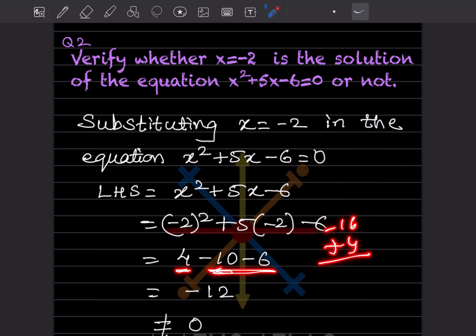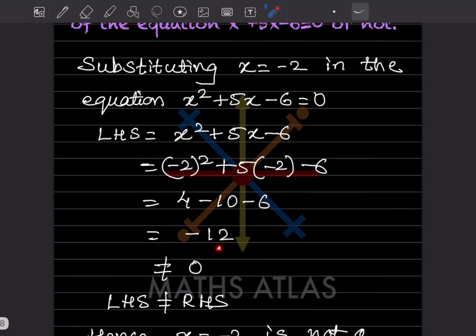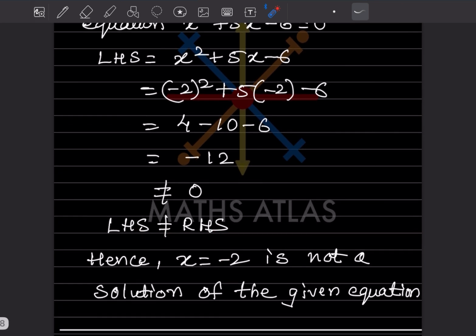So what do we get here? Whenever there is plus and minus, you subtract and then write the bigger number's sign, so that should be minus 12. Now what you can see, this minus 12 and the right hand side was 0. So minus 12 is not equal to 0, right? So we can say LHS is not equal to RHS. So we can say hence x is equal to minus 2 is not a solution.